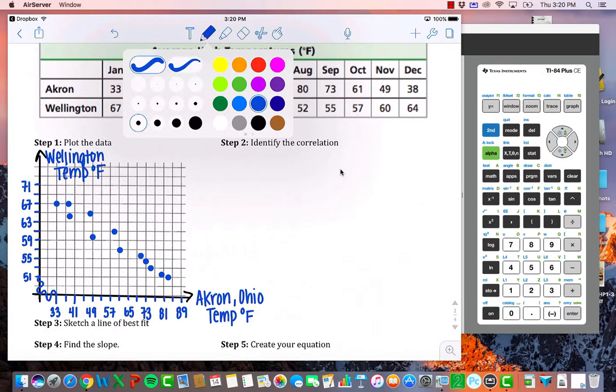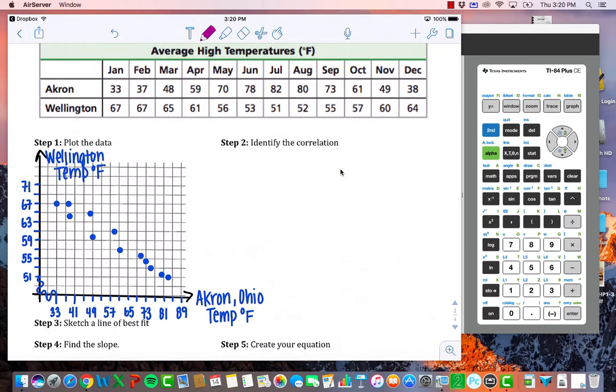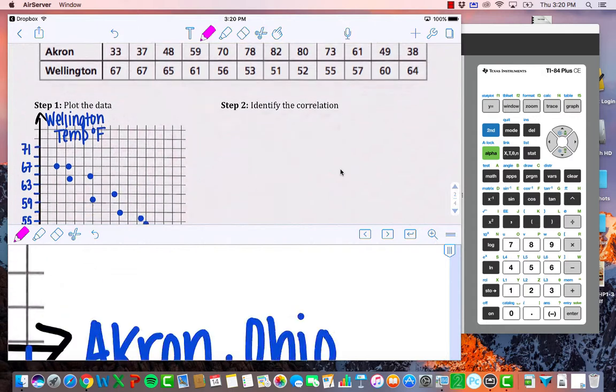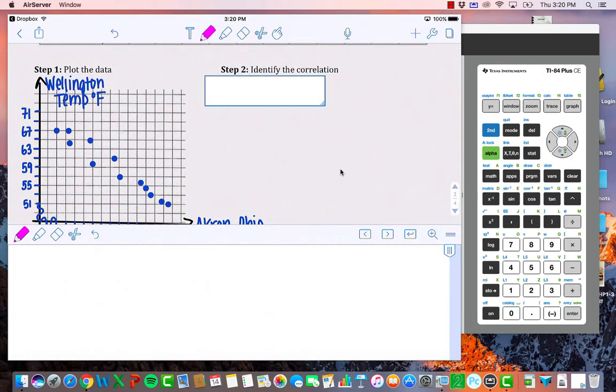We're human. There's human error when we're graphing points like this. The next thing I'm going to do is identify a correlation. Well, as the Akron, Ohio temperature goes up, the Wellington temperature goes down, so it looks like a negative correlation.